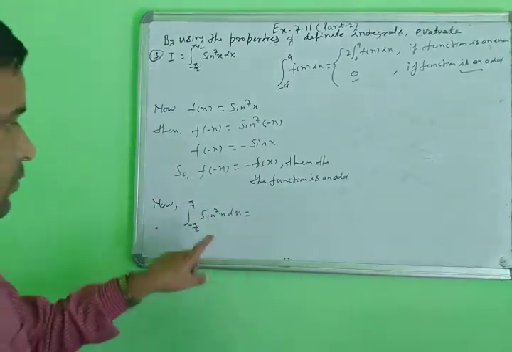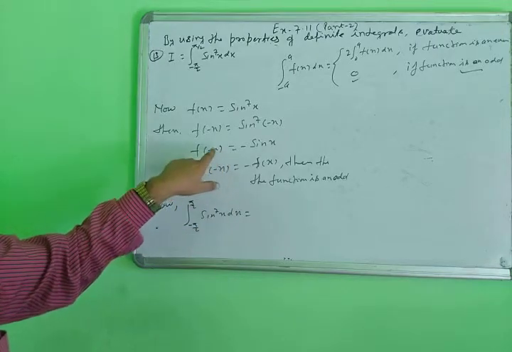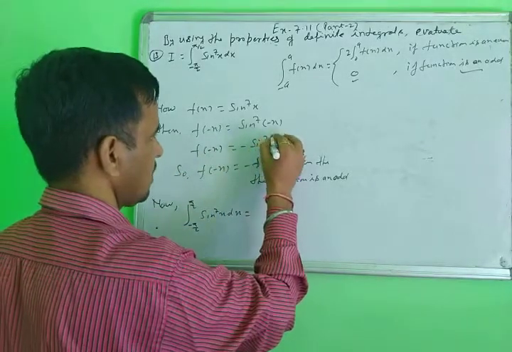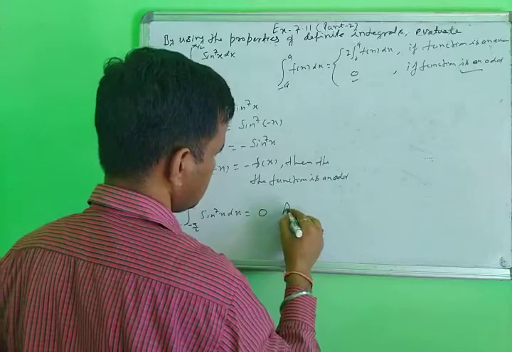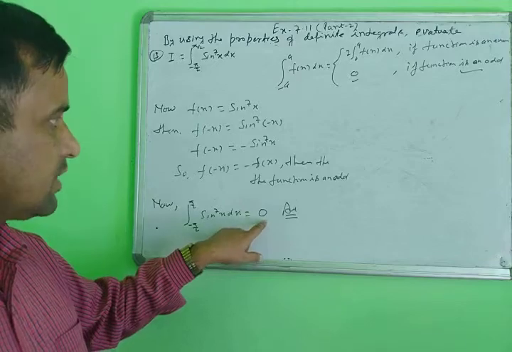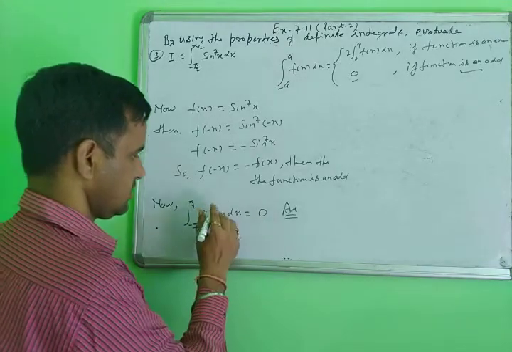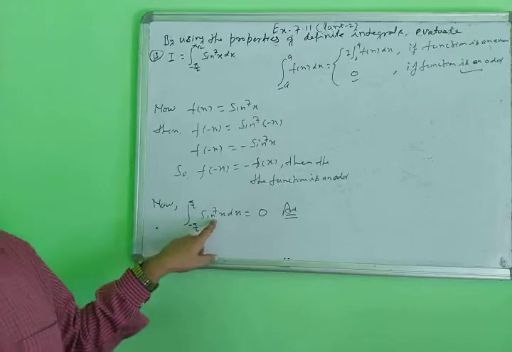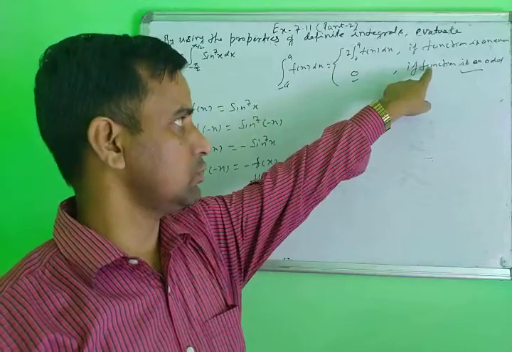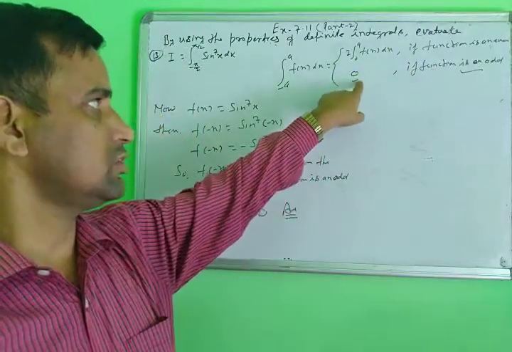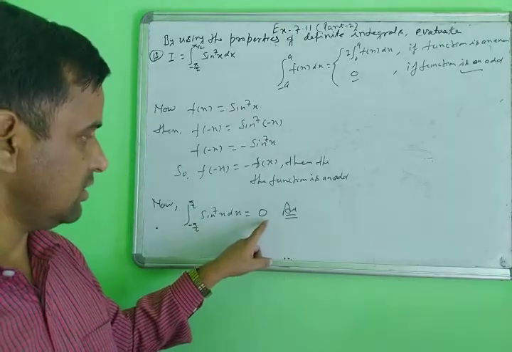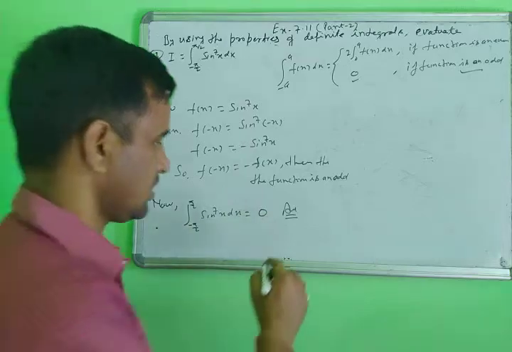What is the result of this? According to this condition, f(minus x) gives the negative value, minus 7x, so your result here comes 0. This is your final answer. The integration of this portion is 0 because this function is an odd function. According to this property, when the function is odd, the result will be 0. So the result of this integration is 0, and this is your answer.